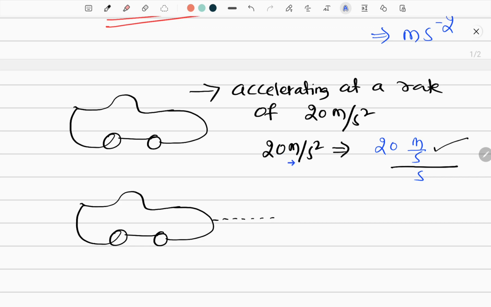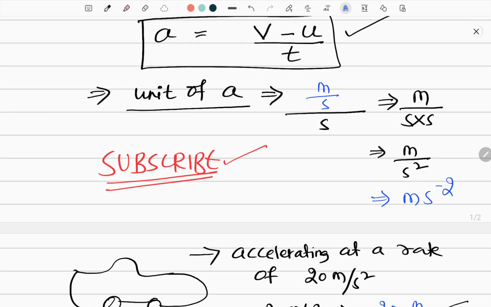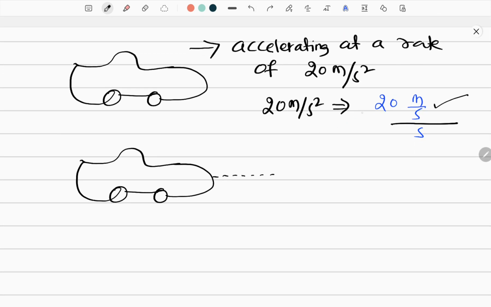20 meter per second square means it can be written as 20 meter per second. I told you, actually it is meter per second only, and that only became meter per second square. The vice versa is also true. If it has become like this, then it must become like this. Correct, no?